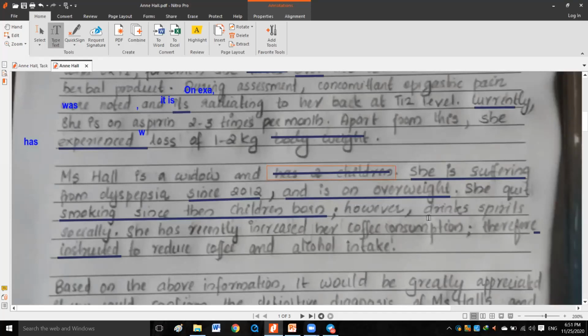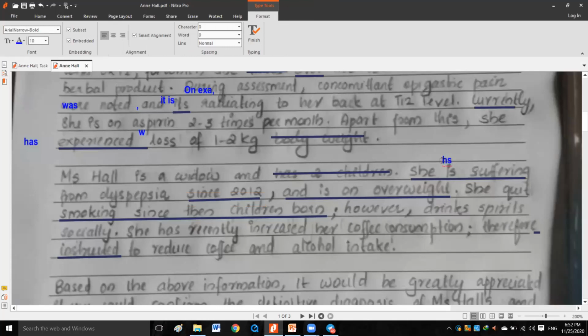She is suffering from dyspepsia since 2012. Again, this is incorrect. Actually, it's an event that happened in the past and ended. It's incorrect to use a continuous verb tense, present continuous. No, she had dyspepsia in 2012.